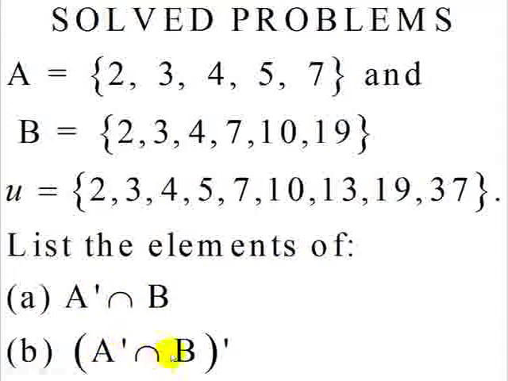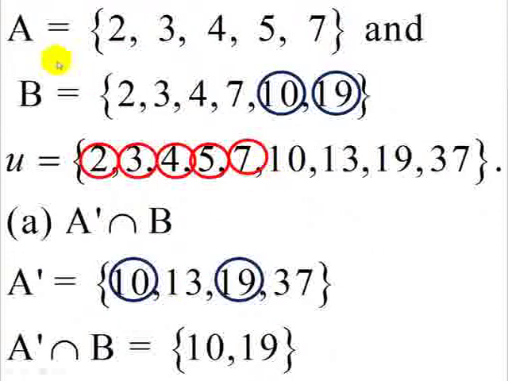A complement intersection B or complement. Now let's look at the solution. From the question, we were given the set A and the set B and the universal set. The elements of the set A are 2, 3, 4, 5, and 7. The elements of the set B are 2, 3, 4, 7, 10, and 19. Elements of the set U are 2, 3, 4, 5, 7, 10, 13, 19, and 37.